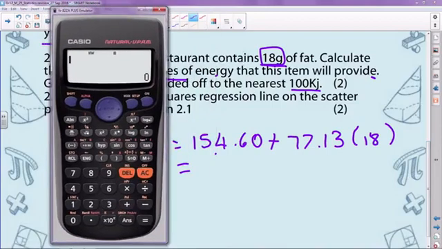So we're going to go 154.6 plus 77.13 times by 18, and that gives us 1,542 kilojoules. But remember, they said round off to the nearest 100 kilojoules.